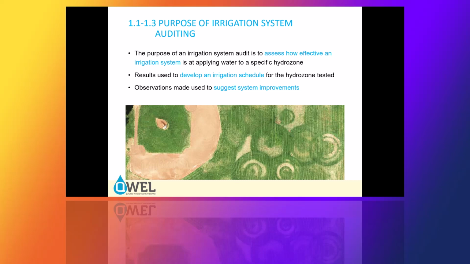And that's ultimately what we're trying to do, right, is to use water as efficiently as possible, save our resources here. So observations made during the audit can be used to suggest system improvements, and optimizing irrigation system performance helps improve the efficiency with which the water is applied. So we're looking for efficiency and looking for ways to make sure that the water that we are distributing is getting put onto the hydrozone as efficiently and effectively as possible.